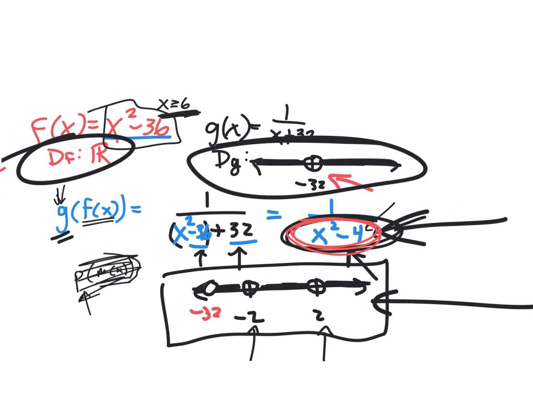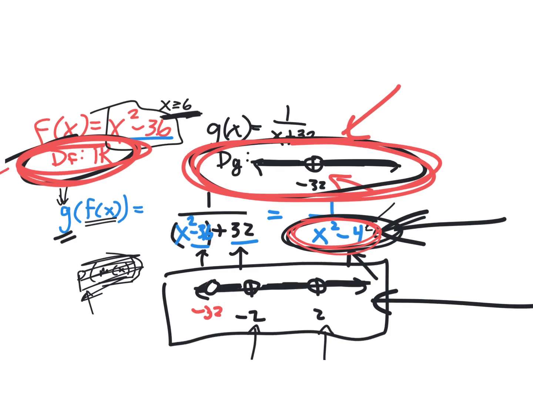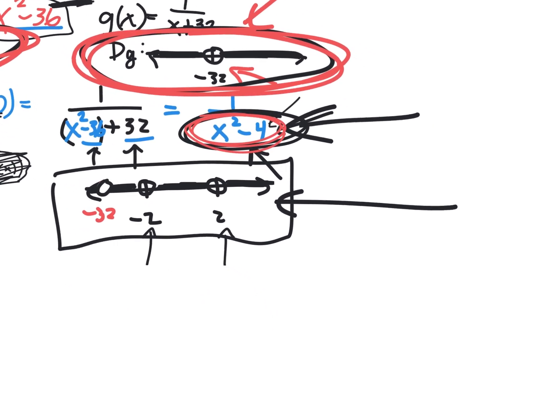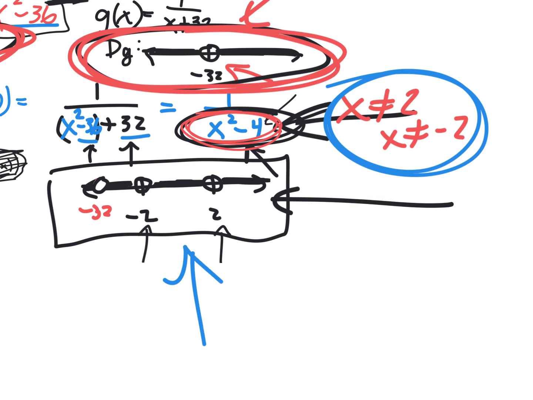So zooming out, here is the one-parent domain. Didn't even really matter because it was allowing everything. Here was the other parent domain, which would have just been negative 32 is not allowed. Here was the third domain. X could not equal 2 and x could not equal negative 2. And we had to put all three of those together on a number line for our final answer.